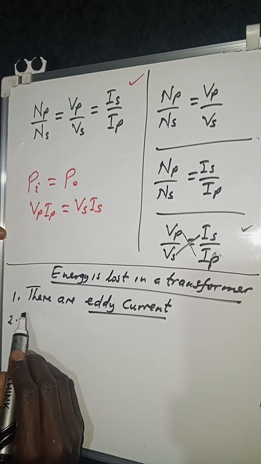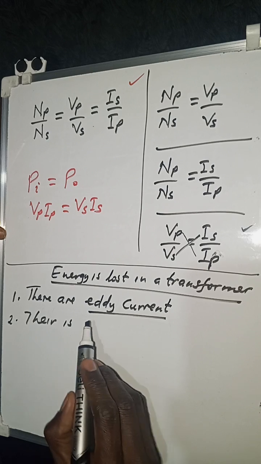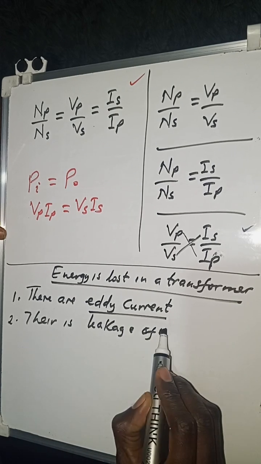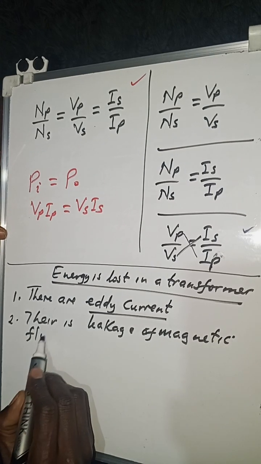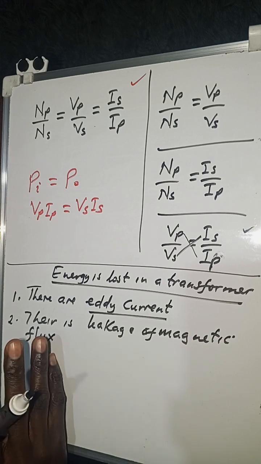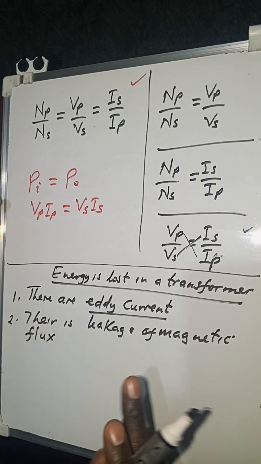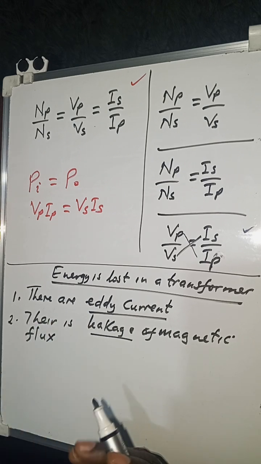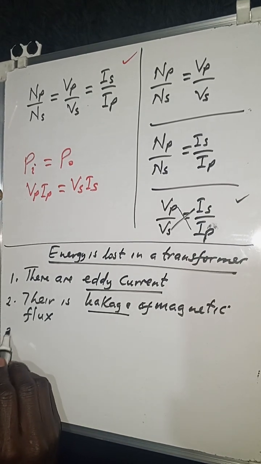Then of course we can say that there is leakage. There is always leakage of magnetic flux. So not all the magnetic fields produced in the primary coil are going to be connected to the secondary coil via the iron core. There's always going to be a leakage. So because of that leakage, energy is actually going to be lost in a transformer.